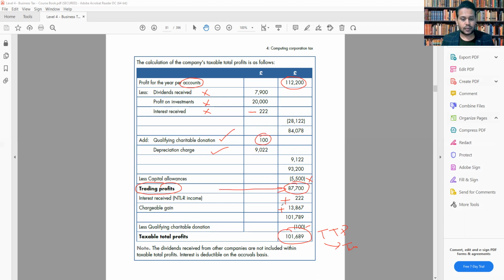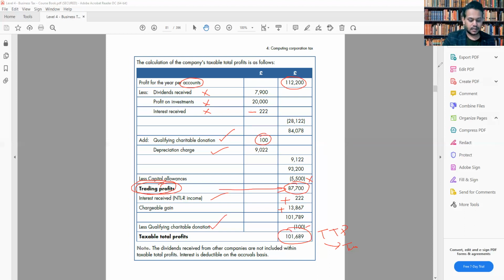Now you might be thinking, what's the point of this one and that one? First, I'm minusing and adding back because I'm looking for the trading profit. So when I have to find the trading profit, anything that is not part of the trading, I have to adjust it. Remember that. All right, I think you understand this one. Let's move to the next activity.